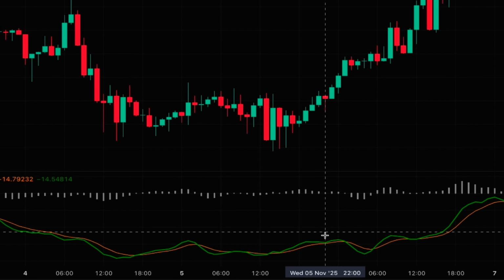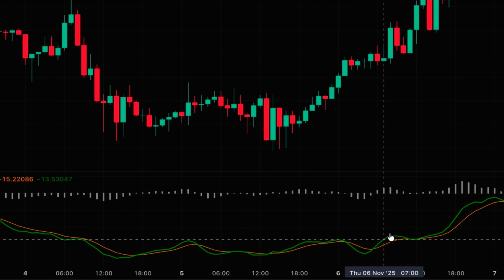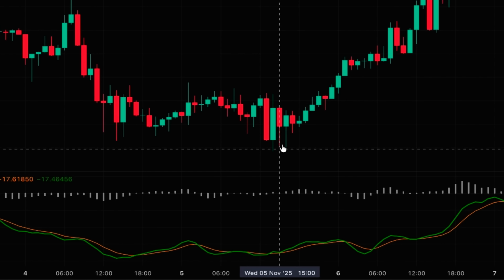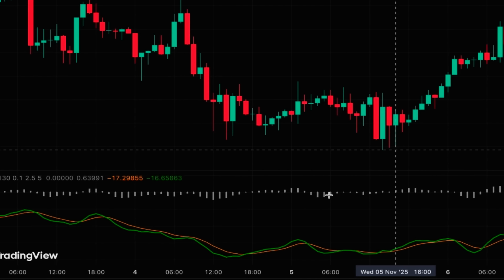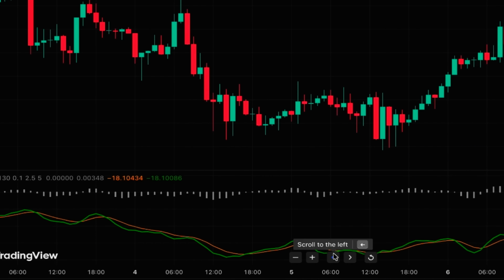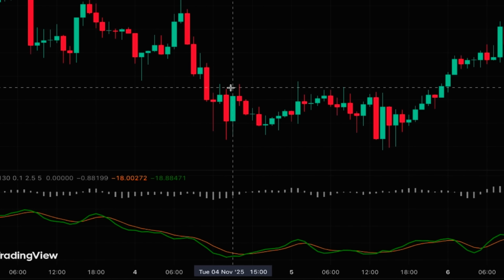Similar to MACD, when VFI line crosses above the signal line and stays above that, this shows we have greater upside momentum, so the price is probably advancing. And when VFI line crosses below the signal line and stays below the signal line, this shows we have greater downside momentum, and so the price is probably declining.